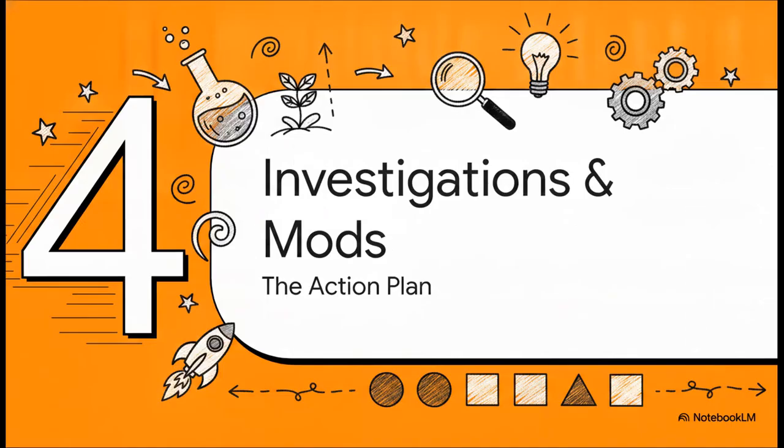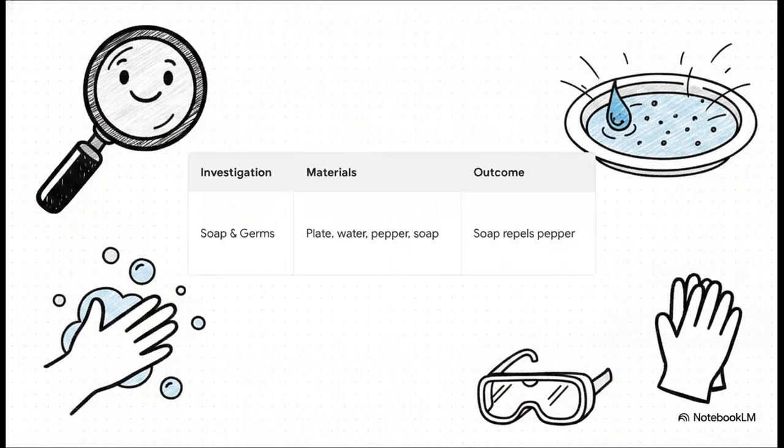All right, let's get to Part 4, Investigations and Necessary Modifications, your action plan. Your very first major hands-on lab happens on day 4, the soap and germs model. It's a fantastic, super simple setup to practice a descriptive investigation. Students will use a plastic plate with water and sprinkle ordinary pepper on top to represent germs. When they introduce a tiny drop of dish soap, they will visually observe and record how the soap instantly repels the pepper. It's quick, it's highly visual, and it models hand washing perfectly.